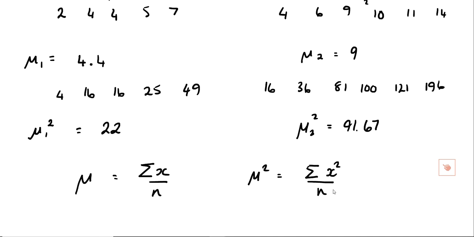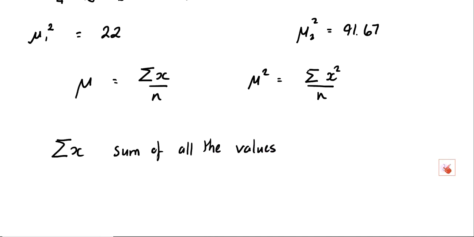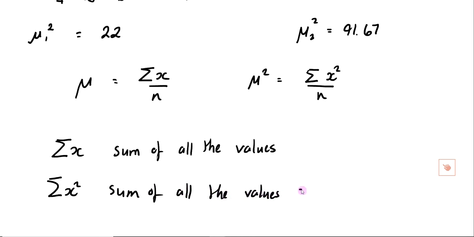The next exploration involves you being able to just be happy that there's a sigma there and what it means. So sigma means just add it all up. So sigma x means the sum of all the values, and sigma x squared means the sum of all the values squared.